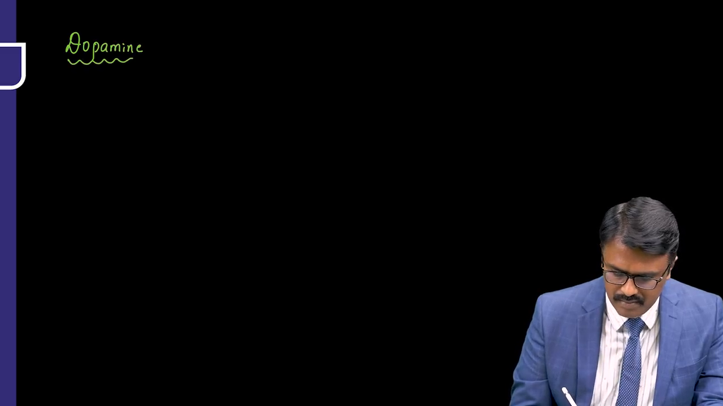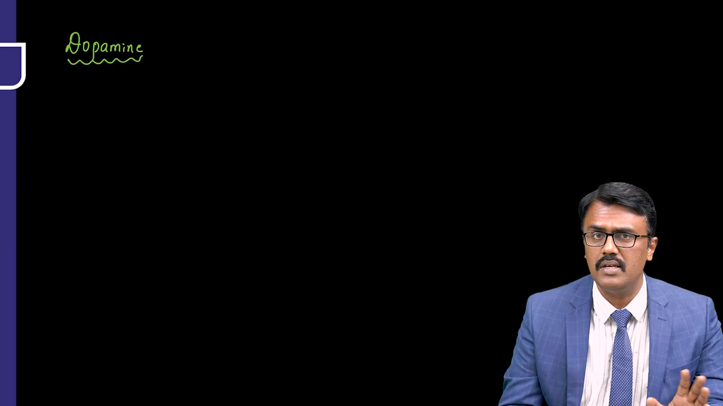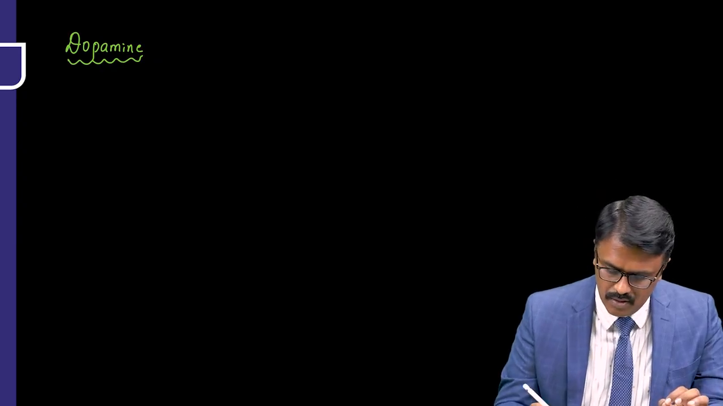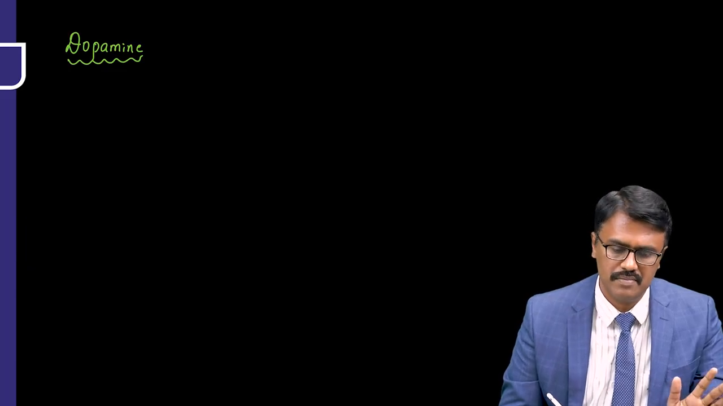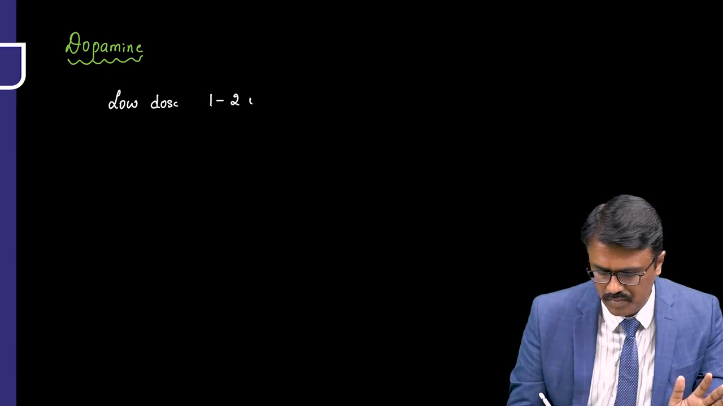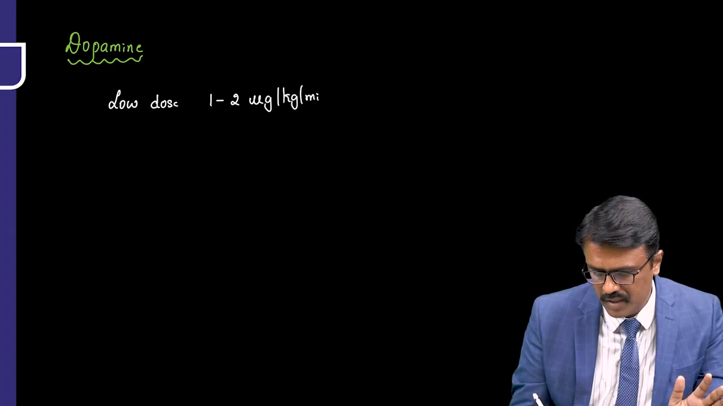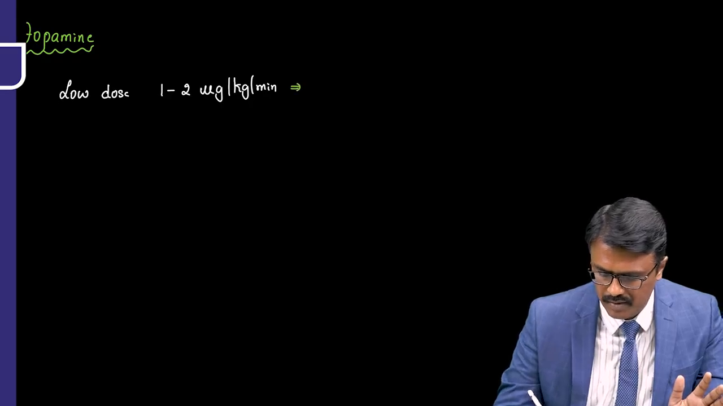So dopamine is a neurotransmitter. We have discussed that, but in CVS it has a very good role. What is that? Dopamine, if you are using at various dosages, acts with various actions. Suppose you are using it at a low dose. Low dose means around 1 to 2 microgram per kg per minute. If you are using that, it acts on the receptor called D1. Its major action is on D1.